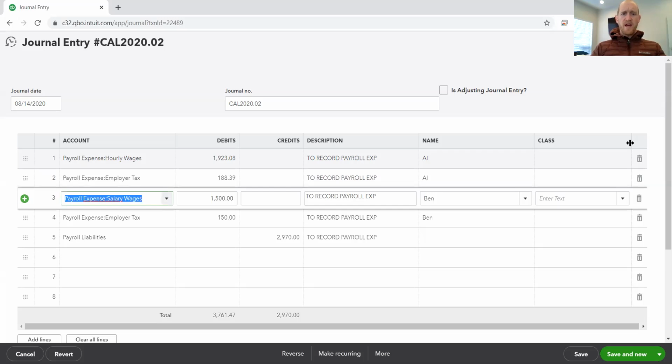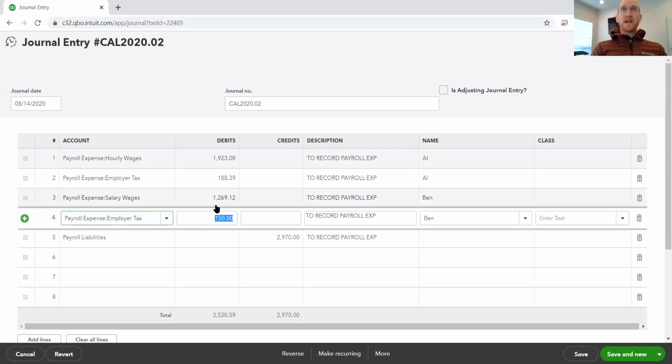Okay, and I'll go back and show you that again. What I'm looking at is the payroll wages, the payroll summary. And then the rest, so then I'm going to do the next guy. The next guy is Ben, and he happens to be an hourly wage employee, and the total pay he cost me is $1,269. Then I put the name Ben under there, and then I go and do the employer taxes.